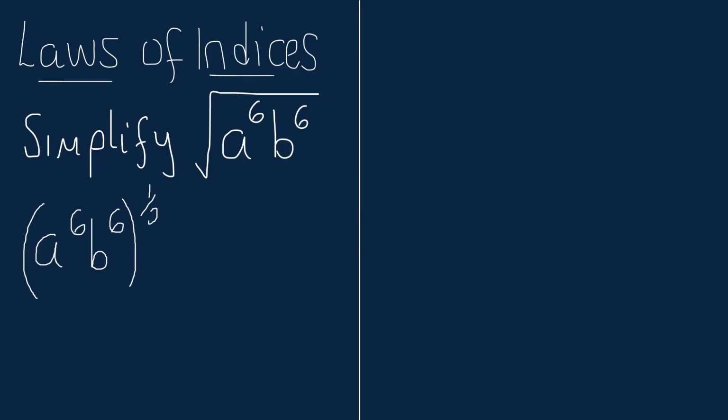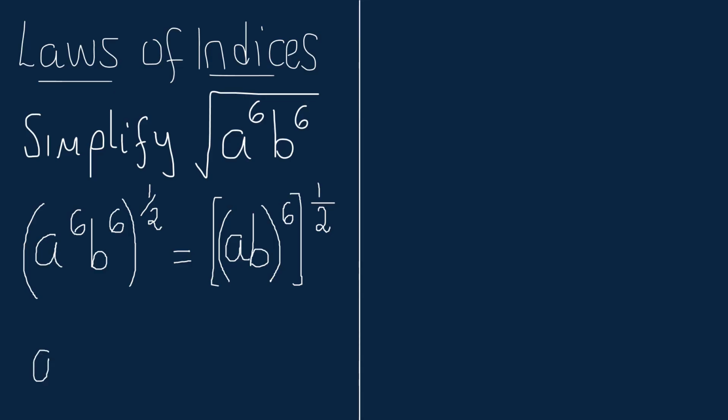Rewrite the variables a⁶ and b⁶ using another rule of indices. The expression becomes a multiply b, all expressed to power 6 and also expressed to power half. Multiply the exponents, such that 6 multiplied by half gives 3. This is one of the laws of indices for simplifying powers and fractions.